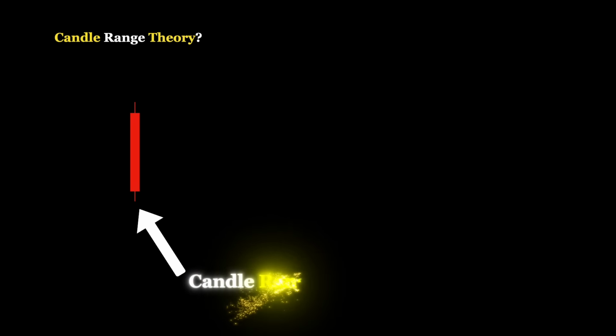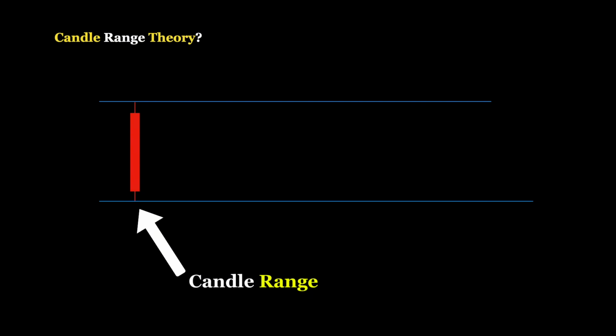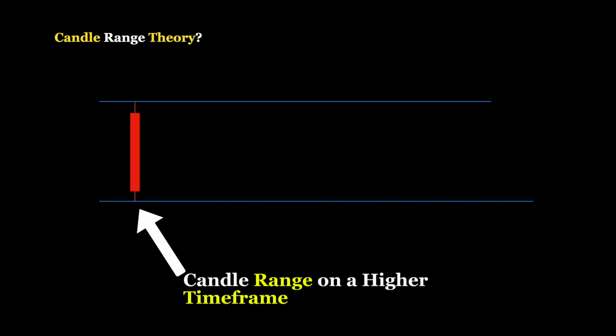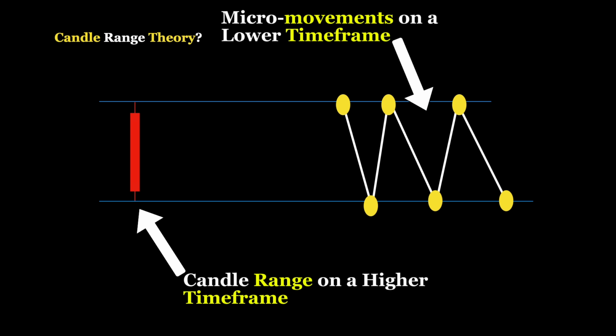Candle Range Theory, or CRT, is built on a simple but powerful principle. Every single candlestick on your chart is more than just a shape. It represents a complete range of price action. Think about it this way. When you look at a candle on a higher time frame, that candle reflects the overall movement of the market during that period. But when you zoom into a lower time frame, you'll see the smaller micro movements that actually created that candle. Here's the key.